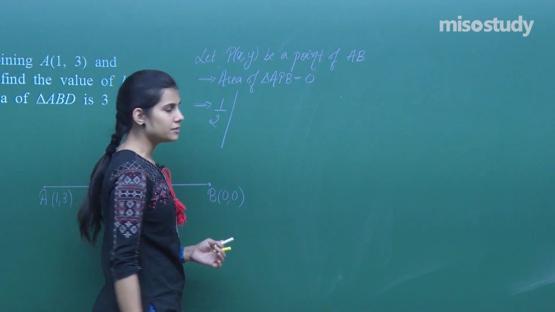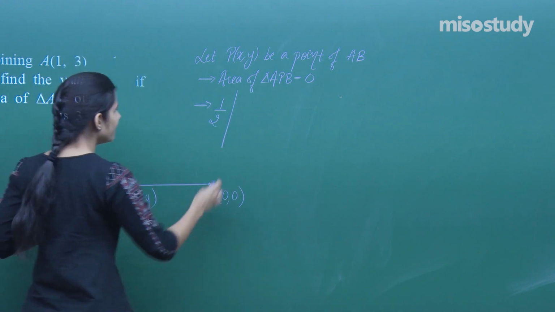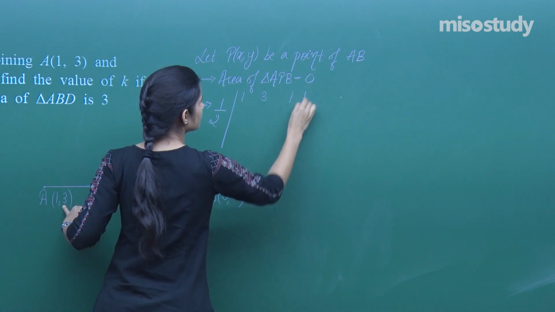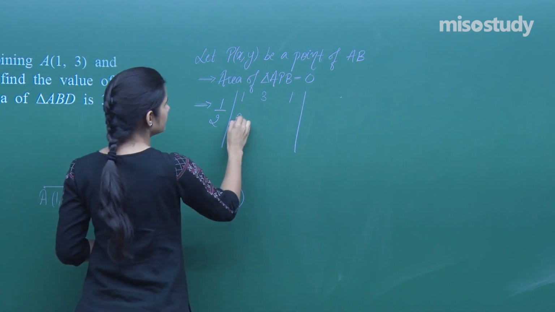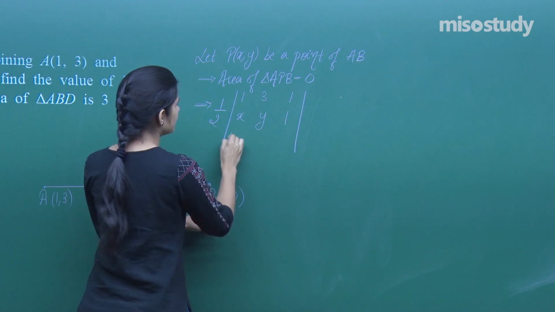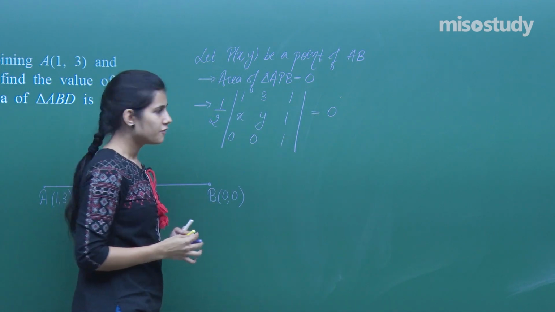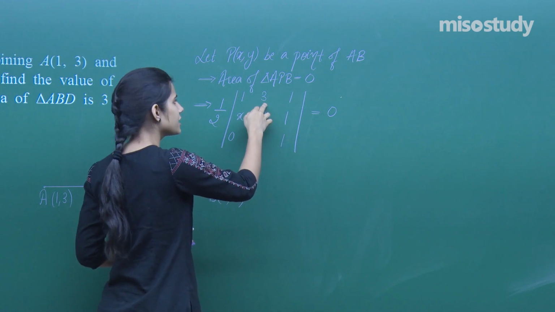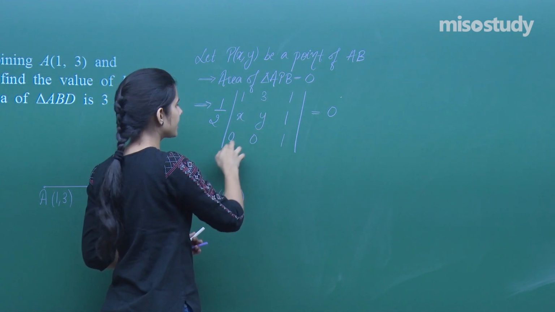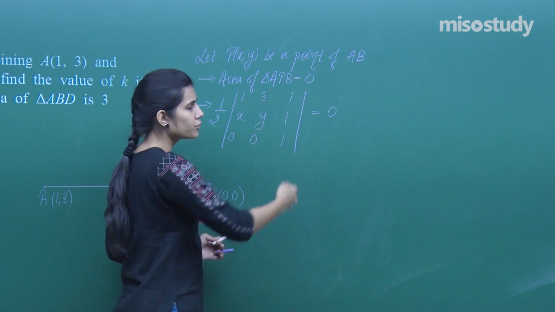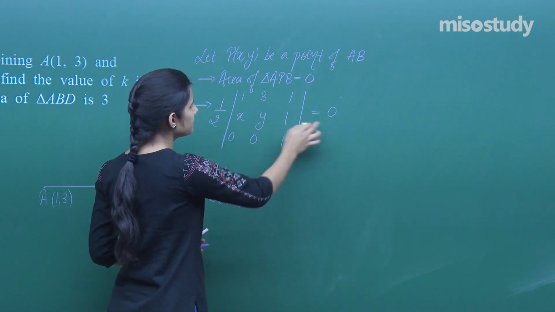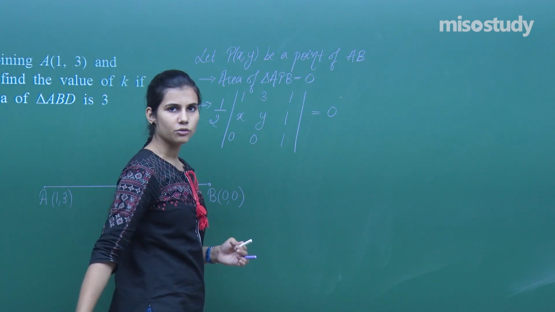What is the formula? 1, 3, 1; x, y, 1; 0, 0, 1. This is 0. This is the formula. Fine. 1, 3 is the first vertex, x, y second, 0, 0 third, 1 throughout in the third column, half multiplied by this determinant equals 0.